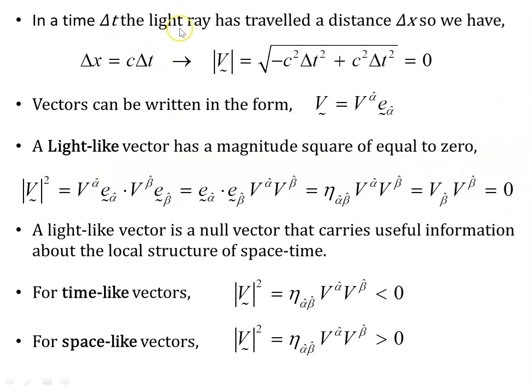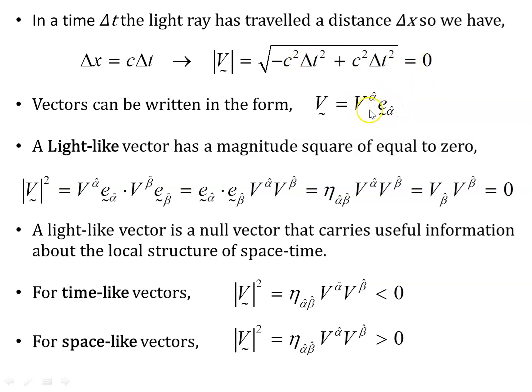And in a time delta t, the light ray has traveled a distance delta x, so we have delta x is c delta t, and so the magnitude of the velocity we saw on the previous slide becomes this object here, which is 0. So what we have is the distance traveled by light on the spacetime diagram is 0.